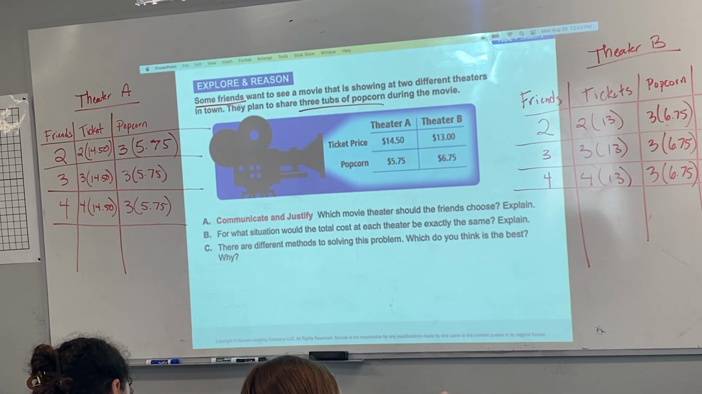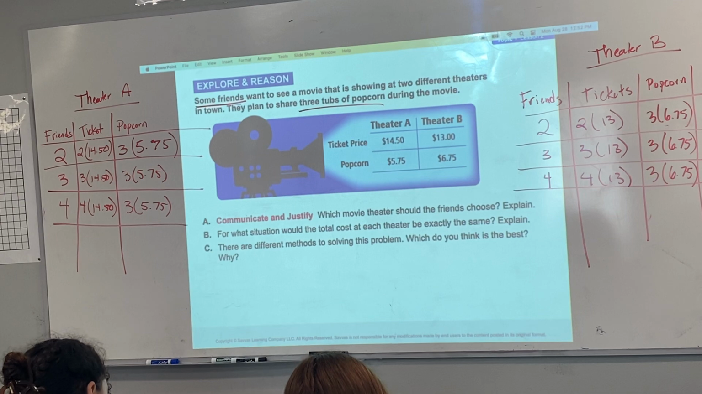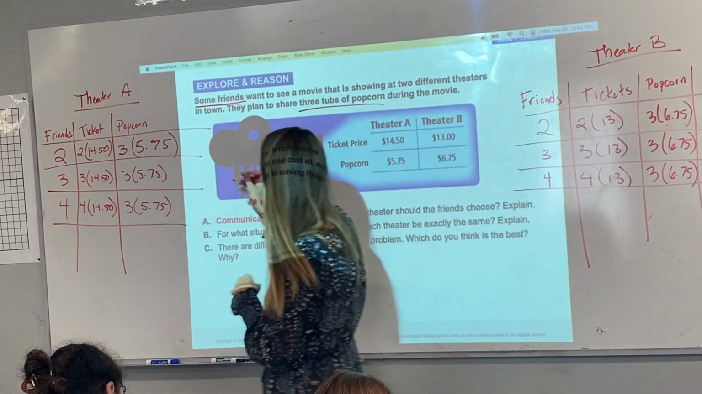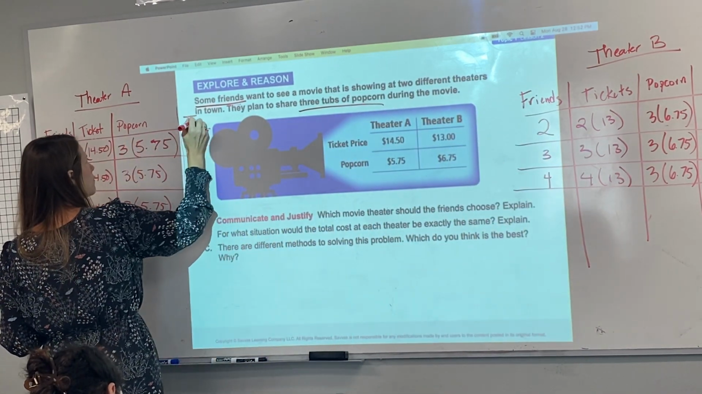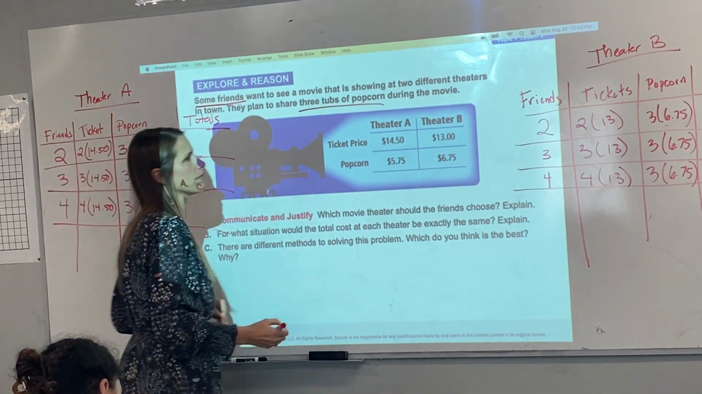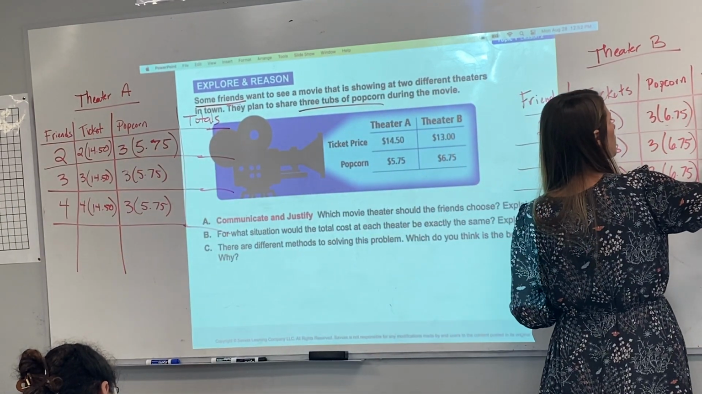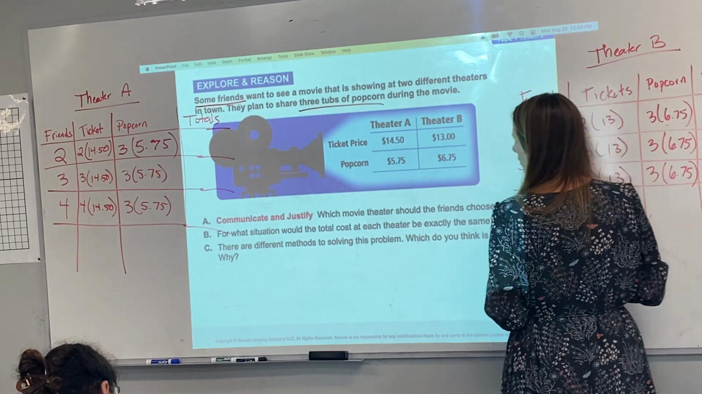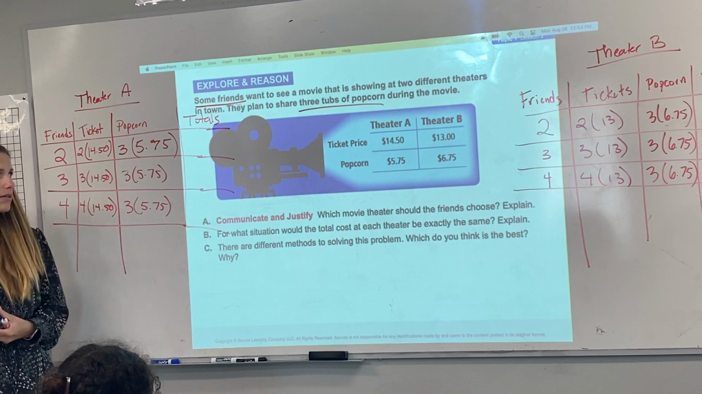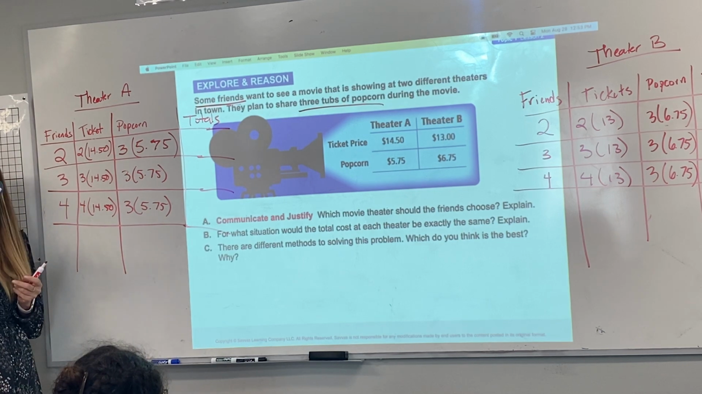Okay. Now, the only way we're really going to be able to compare is to find the totals, right? So I'm gonna make another column. Another one. Yep. And this is where your calculator is gonna come in. If you guys wanna have your calculators out.